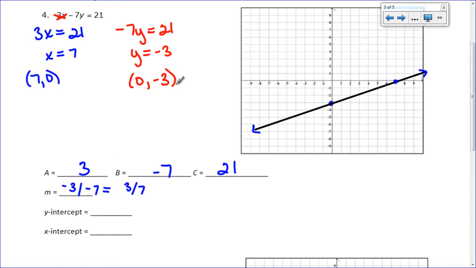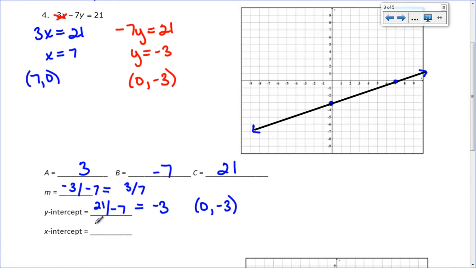The y-intercept we already know, but we'll use the shortcut just to be safe. So the shortcut is C divided by B. So 21 divided by negative 7 is negative 3, which is the same y-intercept we found a minute ago, and it's the same math as well. We did 21 divided by negative 7.